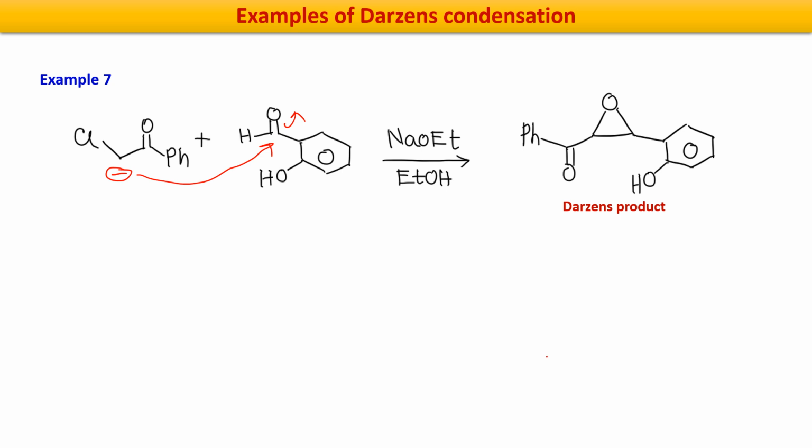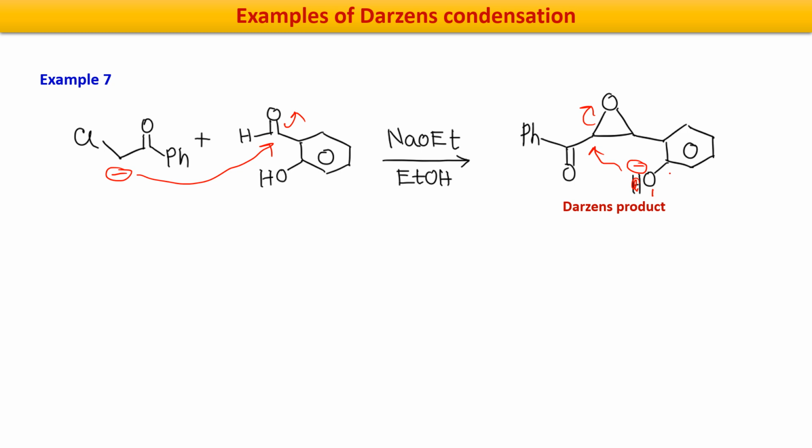But what will happen extra? That is the question. The medium is basic, so this hydrogen will be removed, and a negative charge will be generated here. Now this negative charge, the epoxide is suitably positioned so it can easily attack it, and the ring will open because it is after all a 3-member ring, not very stable. So if it is attacking here, this carbon oxygen bond is broken.